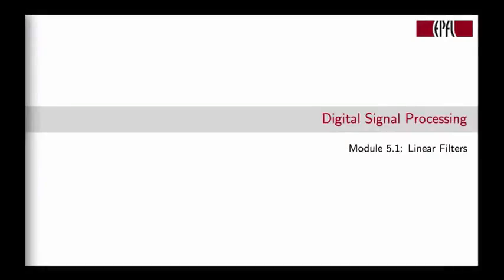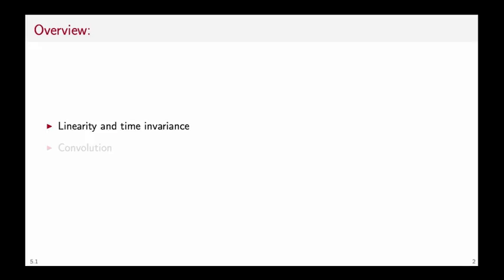Hi, and welcome to module 5.1 of digital signal processing, in which we will talk about linear filters. We will examine the two key properties of linear filters, which are linearity and time invariance, and then we will describe the convolution operator, which captures both mathematically and algorithmically the inner workings of a linear filter.